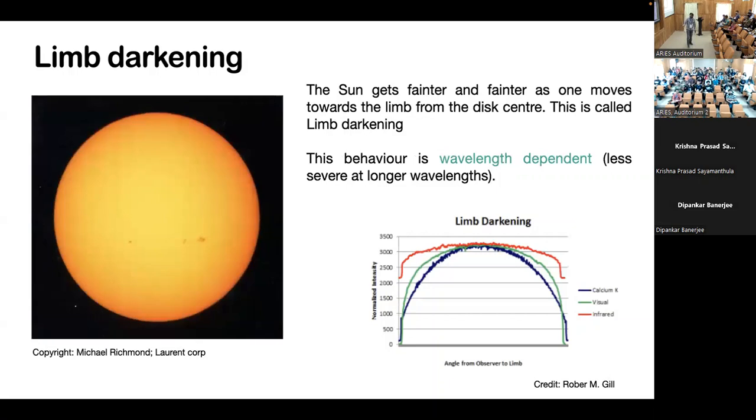Which means for different wavelengths, how much it tapers off also depends on the wavelength. If you move from calcium K to visual bands to infrared, calcium K is about 3930 angstroms, and then you move to the visual range, so maybe the red wavelength 6000, 7000 angstroms, and you move to infrared, this tapering off keeps reducing. So this limb darkening effect is also dependent on wavelength. If you see in infrared wavelengths, that effect is less, which means you will not see as much dimming as you are seeing in the visible wavelengths, or for example the UV wavelengths.